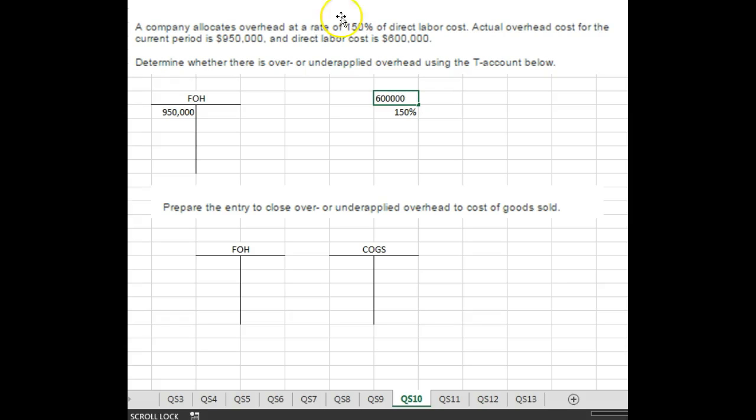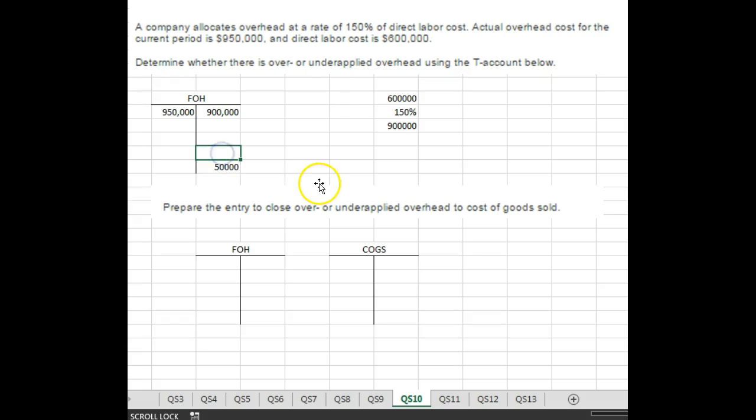I guess I better multiply that out just to make sure. Equals 9 times 15. So the applied is only 900,000. It should have been 950,000. What does that say? I've under-applied my factory overhead by $50,000.